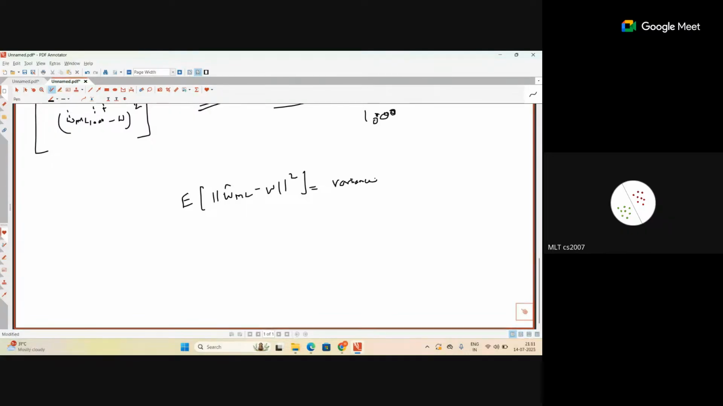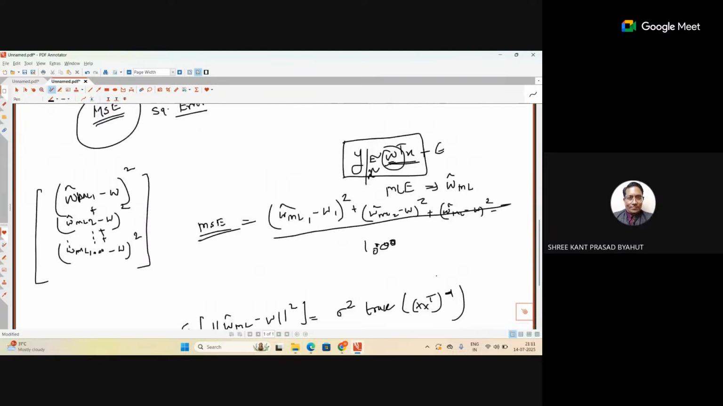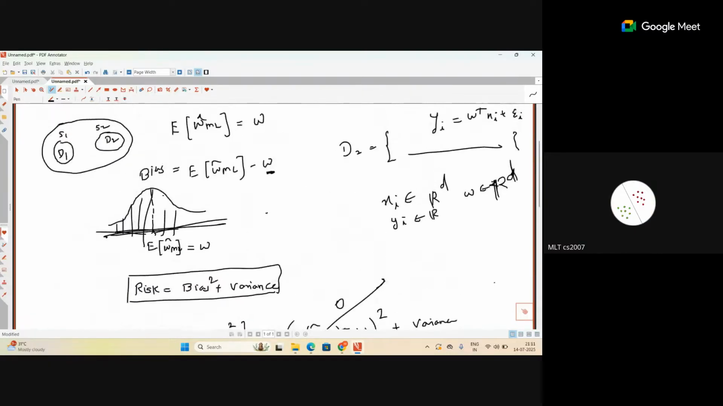And this variance, again, I'm not going to calculate, as sir also has not calculated, but you can calculate it if you want. That is going to be sigma square into trace of. How did this formula come? Sigma square. If you find out its variance, sir also did not derive it, but I think you can derive it.